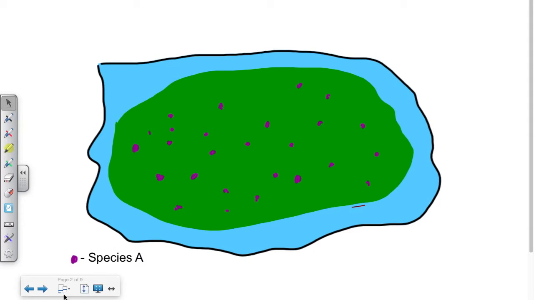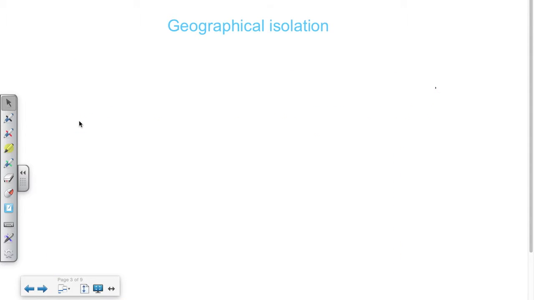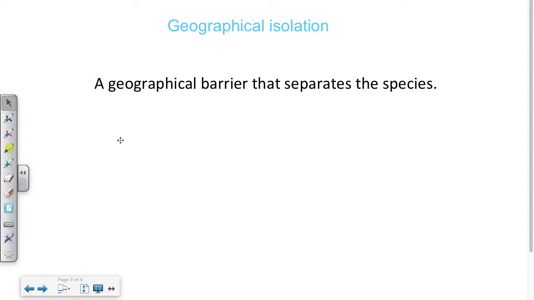So let's move on. I want to introduce you guys to this diagram here, and this diagram shows land by the green section and the ocean by the blue section. We have species A living on the land, and using species A, I'm going to show you how a different species is formed from just one simple species. So the first stage of speciation is geographical isolation, which is a geographical barrier that separates the species, and by this we mean anything geographical that will separate a species.